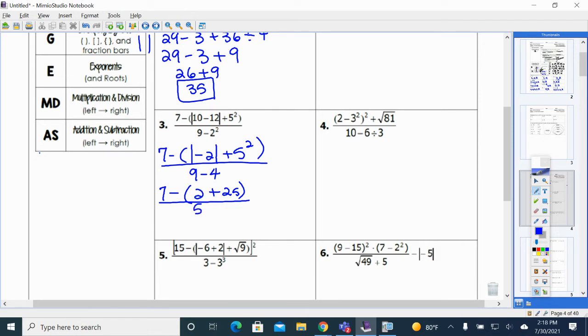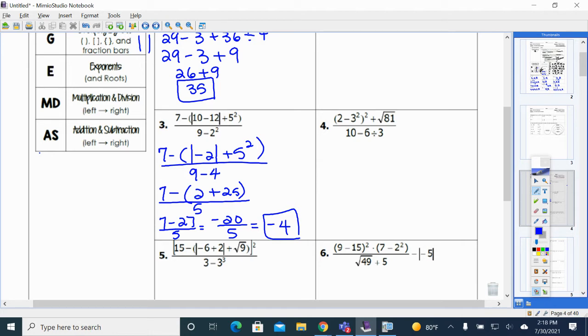I'm still working on my grouping symbols in the numerator. 2 plus 25 is 27. So 7 minus 27 over the 5. Going back to the numerator, 7 minus 27 is a negative 20. Divided by 5 is a negative 4.